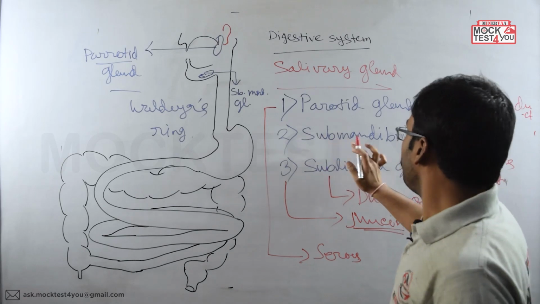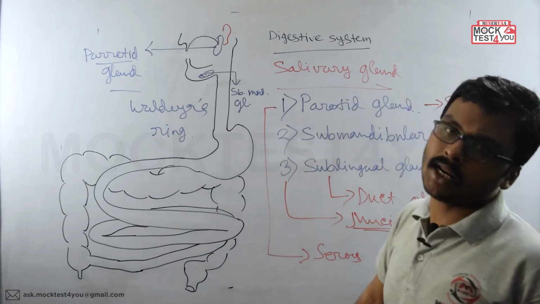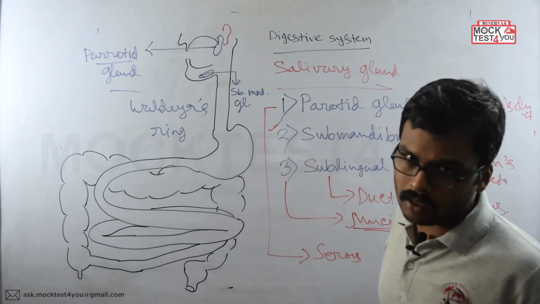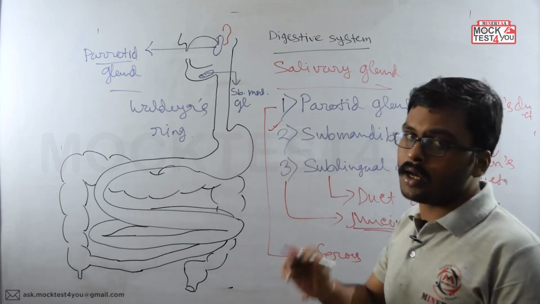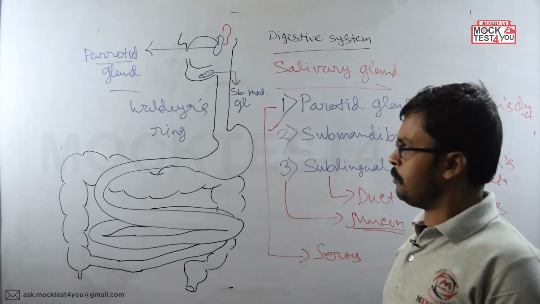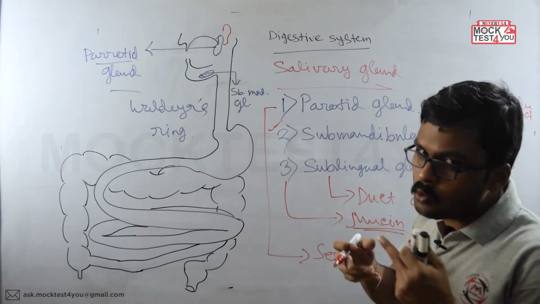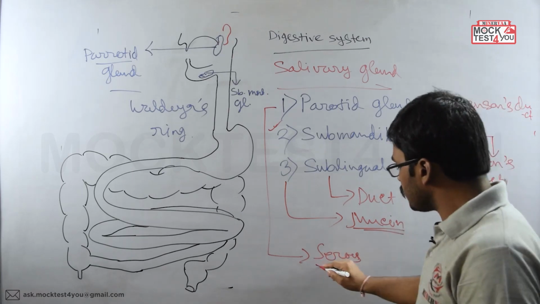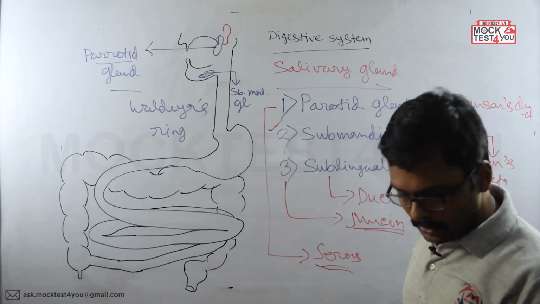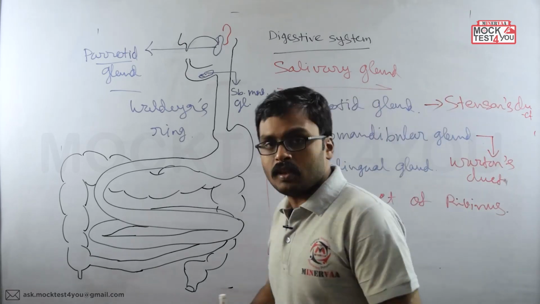And now we are talking about the submandibular gland. This gland secretion is what? This gland secretion is a mixed secretion. Means it is containing the mucus secretion also. It is containing the serous secretion also. Okay. So it's a mixed secretion. Okay. Clear?